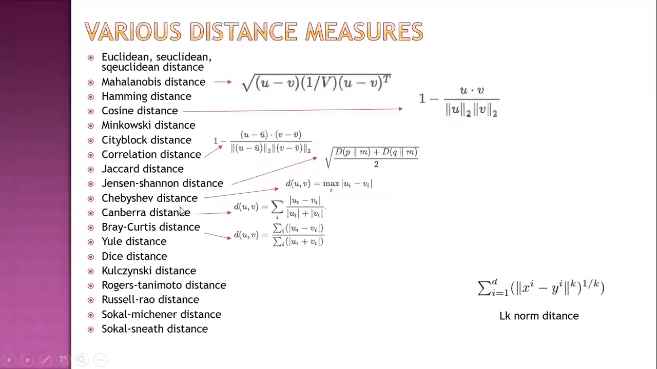So these are various distances which can be used, and the important ones are Euclidean distance, standardized Euclidean distance, squared Euclidean distance. Then Mahalanobis distance, this is the formula for that. Then Hamming distance, then cosine distance, this is the formula for cosine distance. Some of the distance measures are affected by high dimensions of the feature vector. So we need to understand in which situation we should use which distance measure.